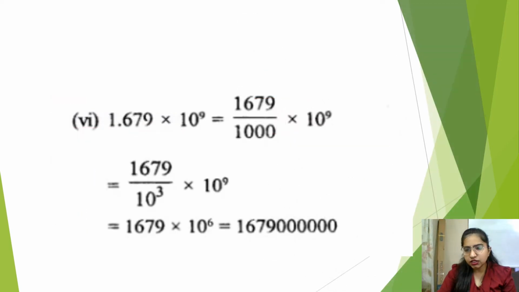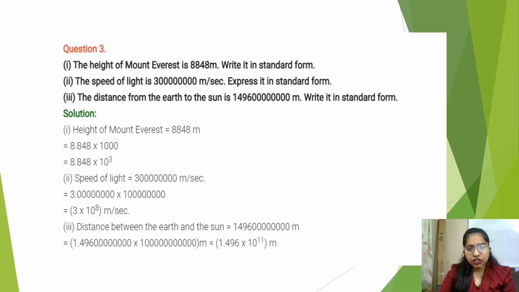This is the solution of the previous question only. You can see. And question number 3. Listen to me carefully. The height of Mount Everest is 8,848 meters. Write it in standard form. You know very well, in standard form, the point must be after one digit only, right?